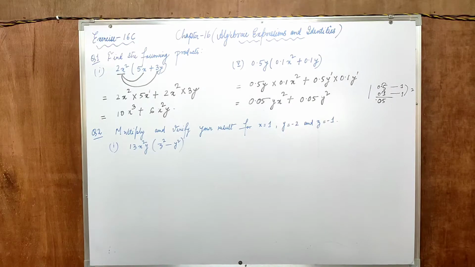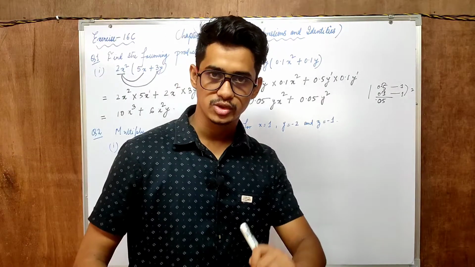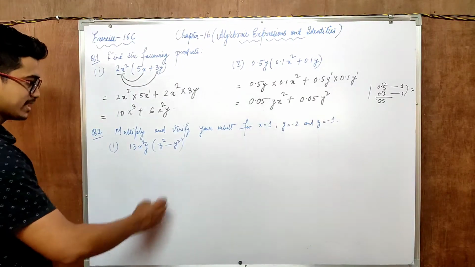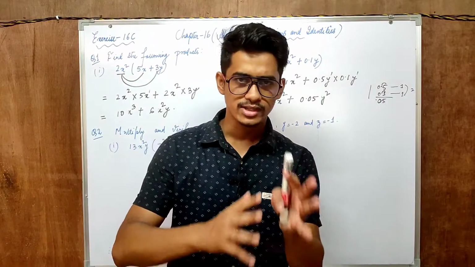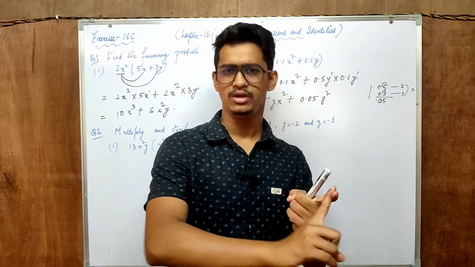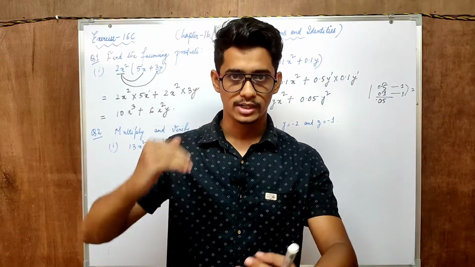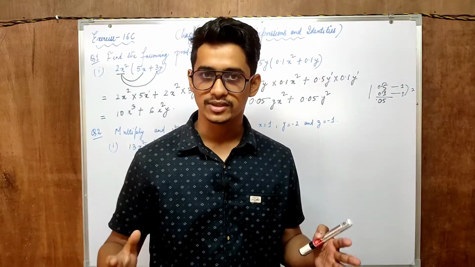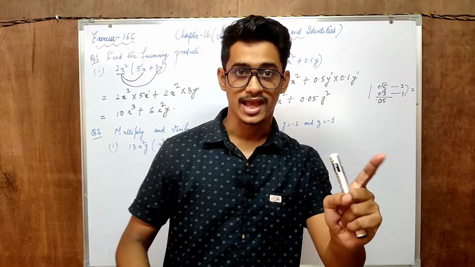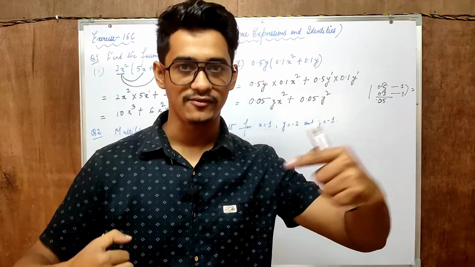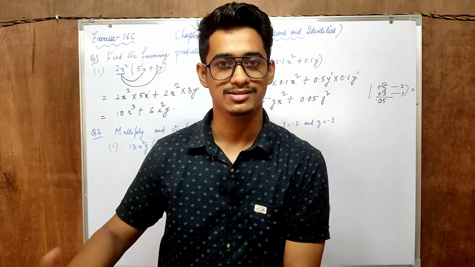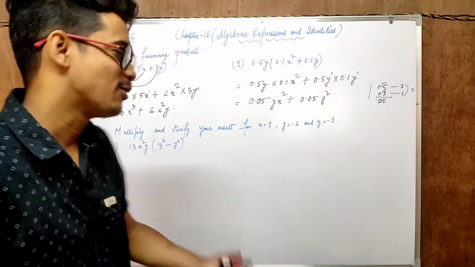Multiply and verify your result for x equal to 1, y equal to -2 and z equal to -1. That is the question: 13x square y bracket z square minus y square. Now this question is exactly similar to what we have done in our previous video. I know how to do it. First of all, we have to multiply these things, and after that we will put the values of x, y and z in the question as well as in the answer, and verify that the question's answer will be the same as the answer or not. So let's just find out.